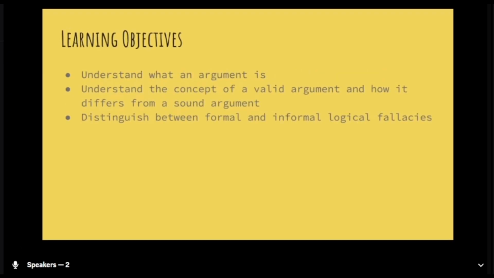The main learning objectives for all of you today is to understand what an argument is, understand the concept of a valid argument and how it differs from a sound argument, and then distinguish between formal and informal logical fallacies. Those are two different categories of logical fallacy.